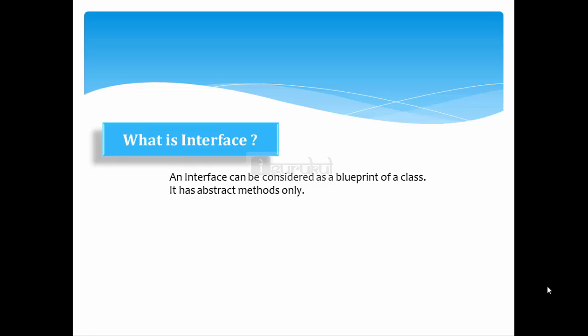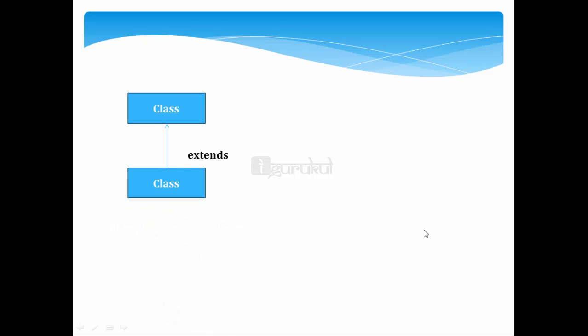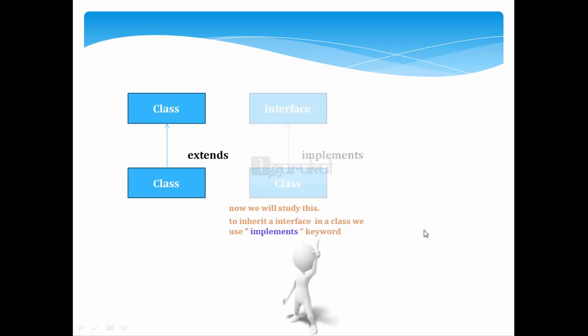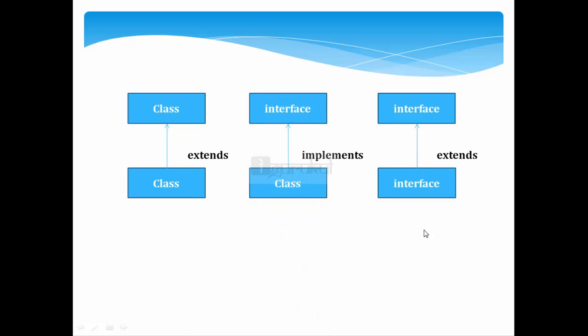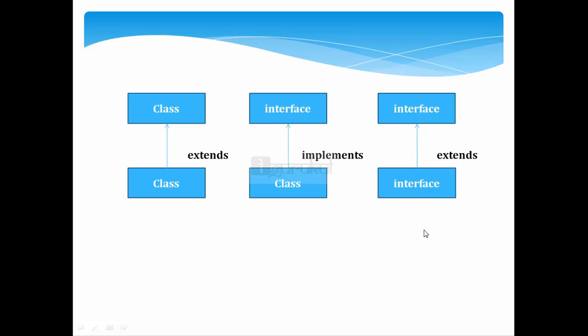So now let's have a pictorial representation of the interface. As you all know, when we have to inherit a class, we use the extends keyword. But when we have to inherit an interface, we will be using the implements keyword. And if I have to inherit an interface in an interface, I will use the extends keyword. Let's create a program first, and then I will let you know about all of these.